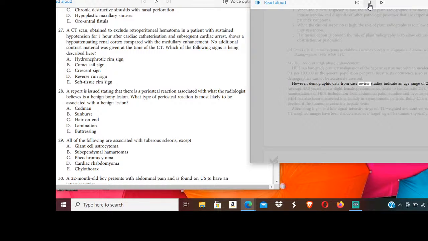However, demographic data from case review studies indicate an age range of 25-58 years, average 43.5 years, and a slight female predominance, male-to-female ratio 2:3. Typical manifestations of HA include nonfocal abdominal pain, jaundice, and hepatosplenomegaly, but HA has also been discovered incidentally in asymptomatic patients. Budd-Chiari syndrome can develop if the tumor invades the hepatic veins.